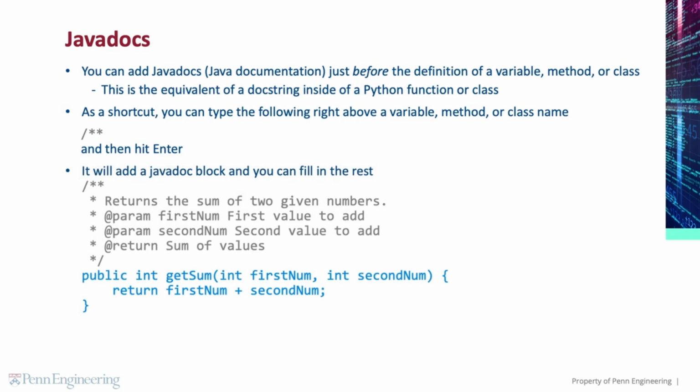In this Javadoc, we describe the method as returning the sum of 2 given numbers. The first parameter, preceded by the param tag, is firstNum and is described as the first value to add. The second parameter, also preceded by the param tag, is secondNum and is described as the second value to add. Finally, the method returns a value, so the Javadoc includes the return tag and describes the return value as the sum of values.